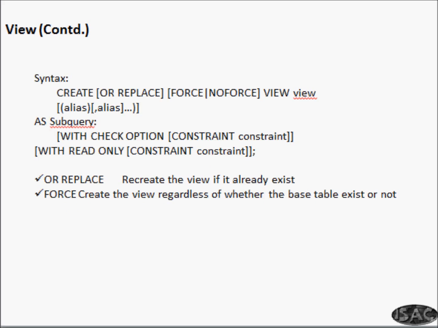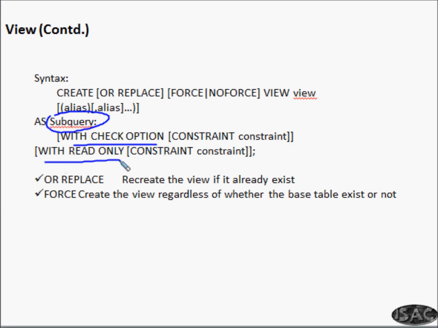Now can you see the syntax to create a view? It's very simple. You can just write create or replace, force or no force view, you can give the view name and you can have some alias, you can pass some kind of arguments here. And then you can write some subquery here. And after writing the query, you can say with check option, with read only.